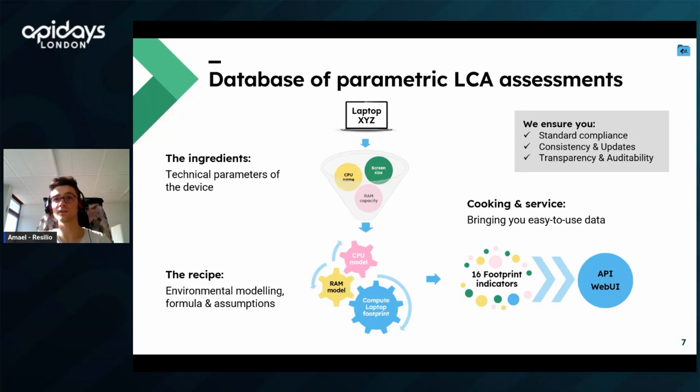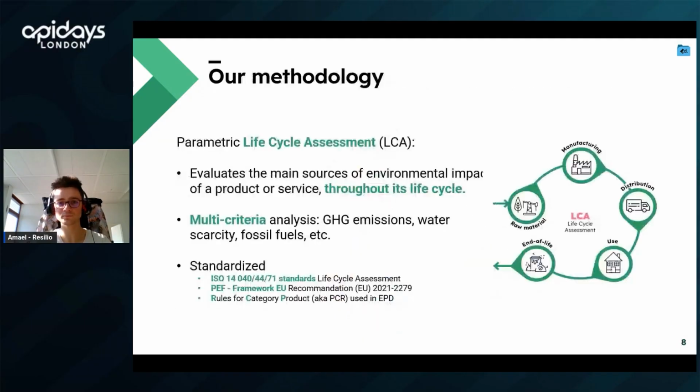Running the single recipe with similar ingredients, the ingredients being the technical configuration that you can challenge and you trust. We ensure standard compliance because our recipes are compliant with the standards, consistency and updates, transparency and auditability. Transparency because every single one of our recipes is available to all our customers in the Resilio database platform. So you can see and challenge every single hypothesis that we make. And you can audit data at any point in time. I'll show you this right after.